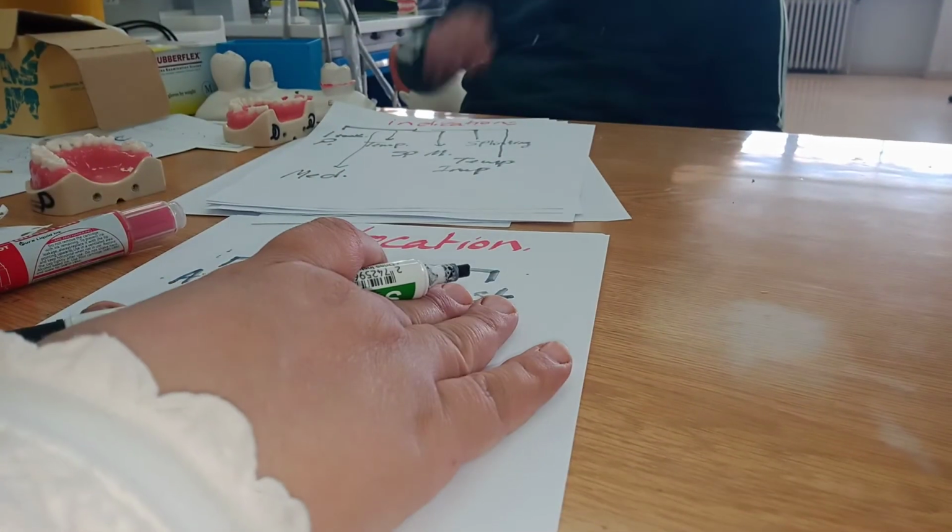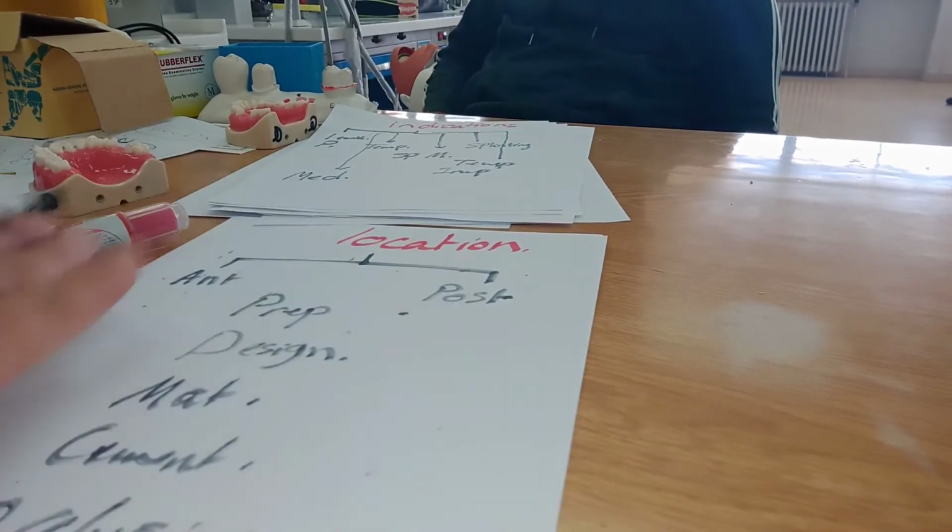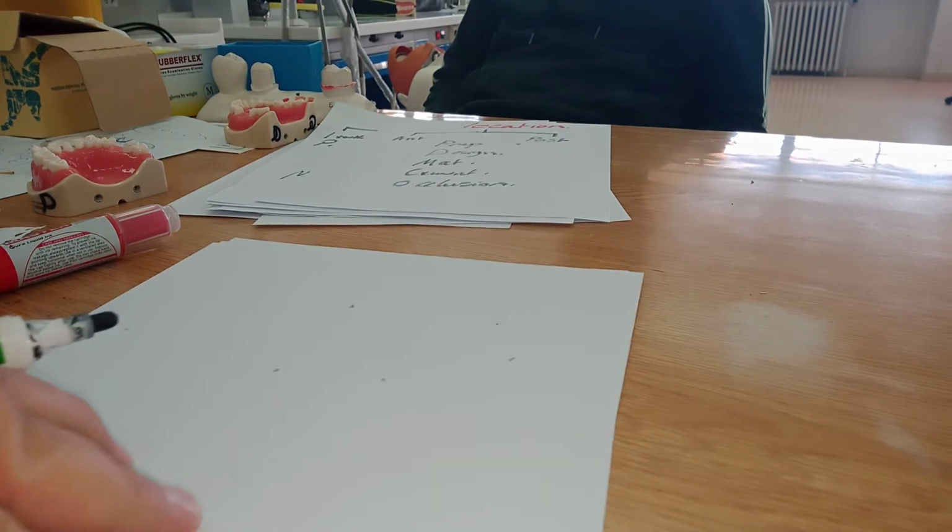So posterior pontics have different preparation designs than the anterior ones. We have to understand the difference between them. Their longevity is different as well. So this is also part of your class. But what I'm trying to do is to join together all of the names that you have. So if I say a butterfly bridge, what is this?